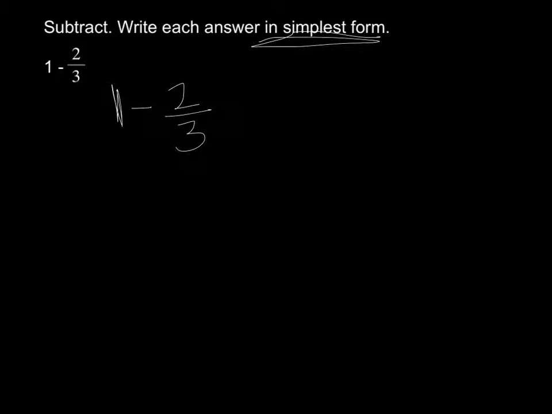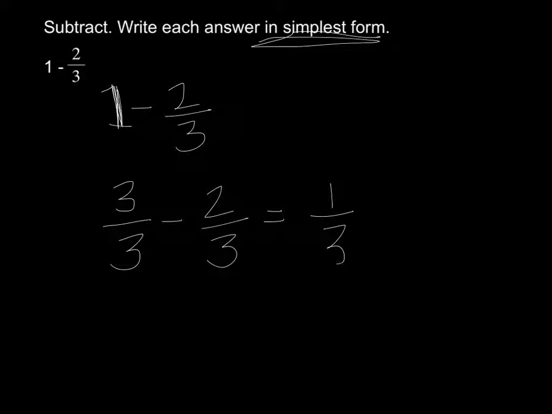So I could view 1, and I know a lot of us got to this question, some of us did not, but 1 whole is the same as 3 out of 3. So now if I'm going to take 3/3 minus 2/3, they have like denominators, so I'm just going to do 3 minus 2, and I would get 1/3.